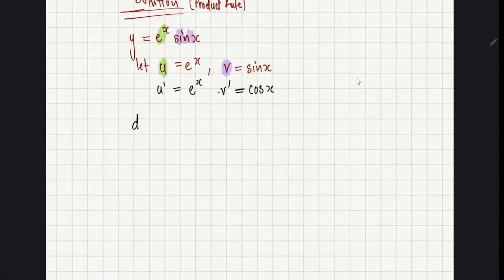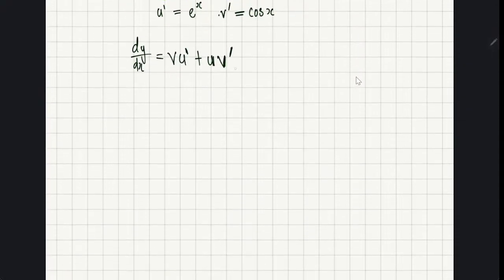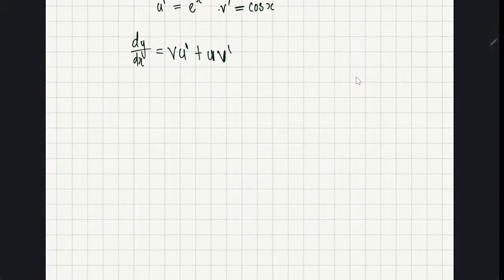So you're going to say dy dx, this is you now writing, is equal to the second times the derivative of the first, plus the first times the derivative of the second, like this. So it's the second times the derivative of the first plus the first, which is u, times the derivative of the second.